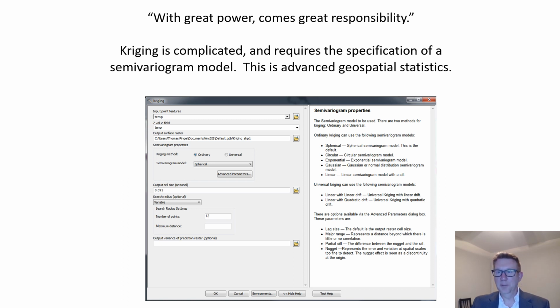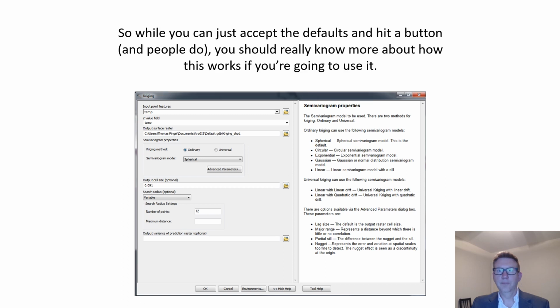What's my sill, what's my lag, what's my nugget? You probably have not been exposed to that stuff before unless you've taken a spatial statistics class, and that's totally fine. But let's give you a little bit of an idea of what those terms mean, partly because they're really nicely illustrative of more general techniques within geography. So here we go. We're going to learn how these work.